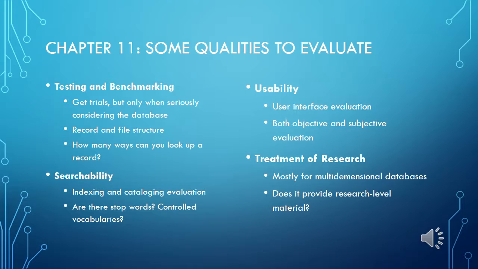Searchability is an evaluation of the indexing and catalog of the database. Vendors provide documentation to show how they set up indexes and how many human interventions, cataloging, are applied to the records. So, are there stop words? Is there a controlled vocabulary or a thesaurus available? Can you adjust the date range? Does it offer limits to what you search? Can you browse subject terms to help find the correct subject term? And how many terms are there overall within the database?